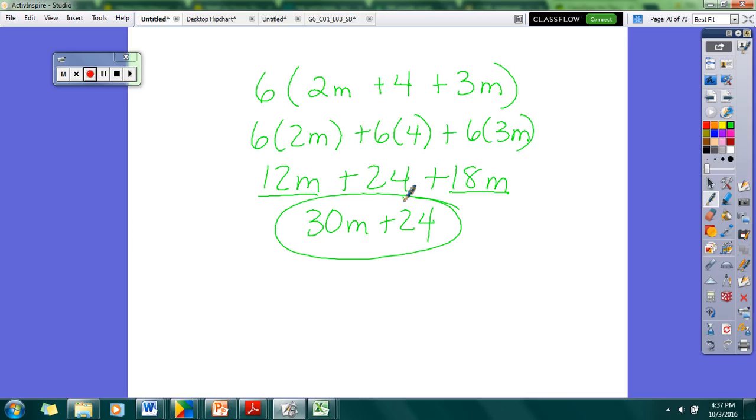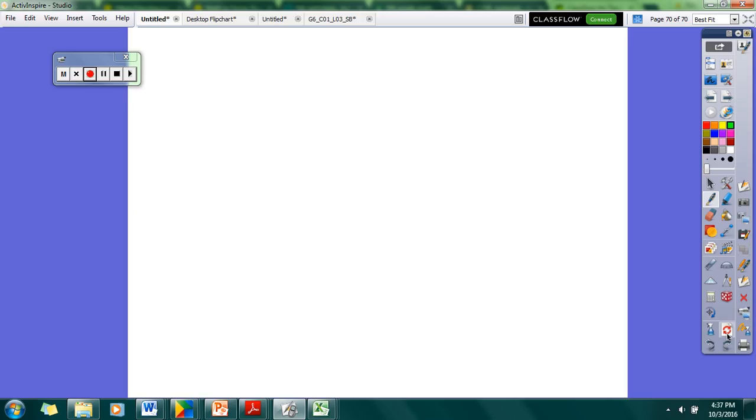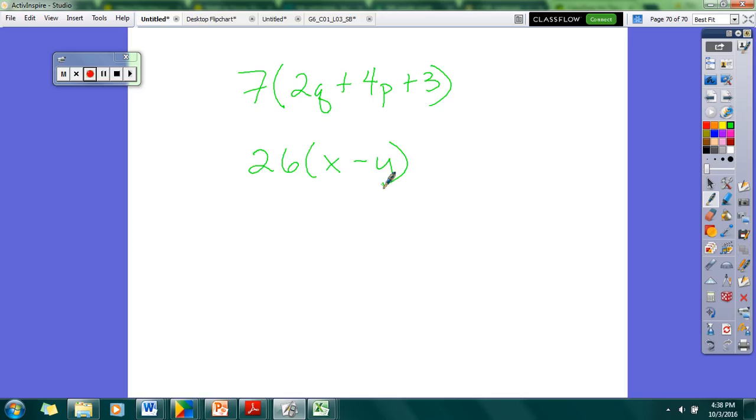The last type of problem is factoring out based on GCF. So actually, before we even get to that, I'm going to give you a couple practice problems. So 6 times 2q plus 4p plus 3. Let's do 26 times x minus y. And the last one, let's do 4 times 2x minus or plus 2 minus 1.